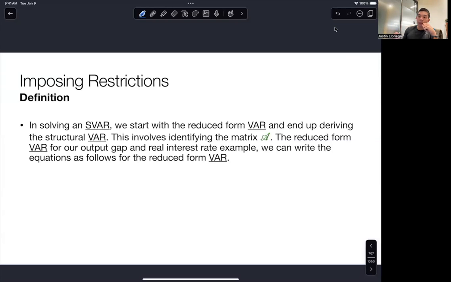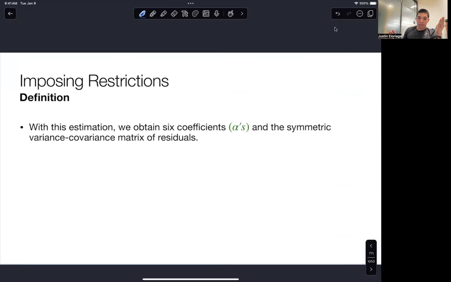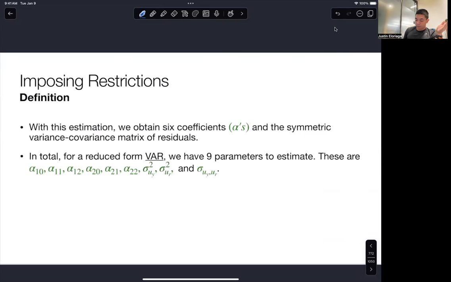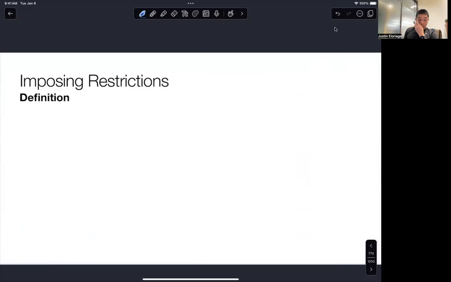So we can write the equations for a reduced form VAR as follows. Say this is a reduced form VAR, and we can collect those coefficients, of course, right? So we have A11, A12, A21, A22. This represents capital A. Then this one is the intercept, that's beta naught. And then we have 2 forecast errors. So we have 6 parameters here in total, and then 2 errors.